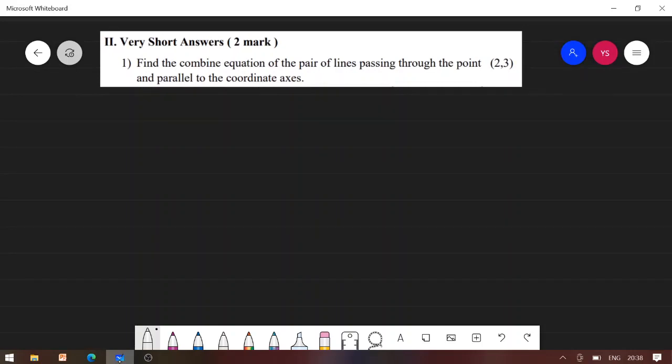Each question carries 2 marks. Within it, the first sub-question is: find the combined equation of the pair of lines passing through the point (2, 3) and parallel to the coordinate axes. Look firstly at the graphical representation of it. Somewhere we have the point (2, 3) in the first quadrant.